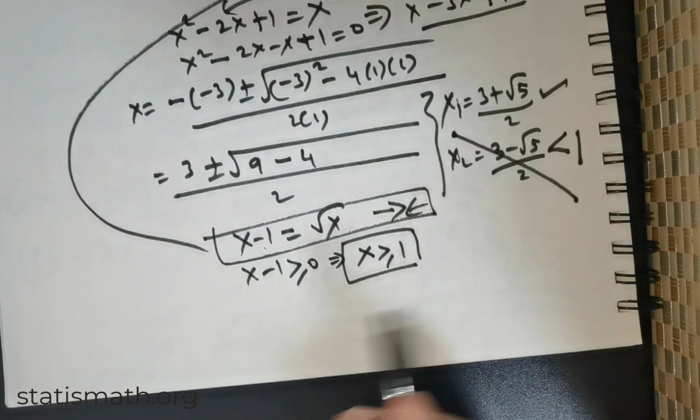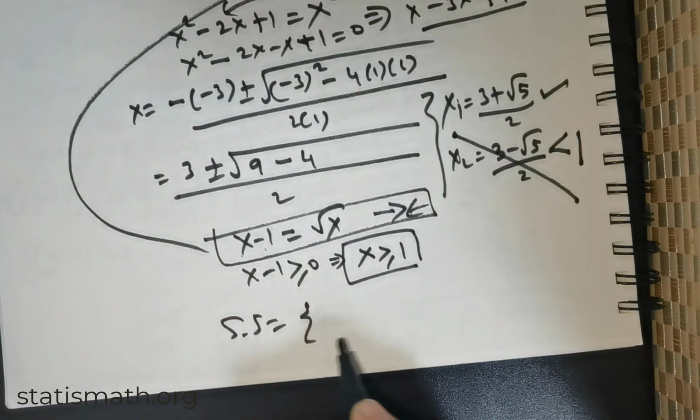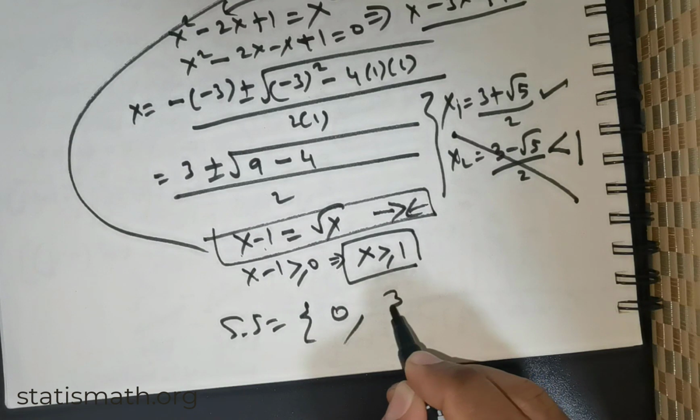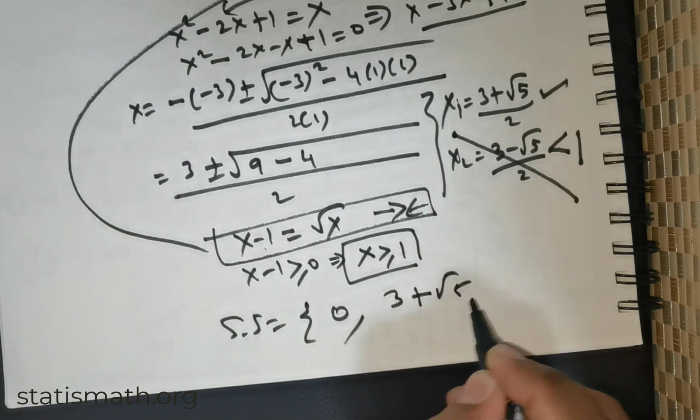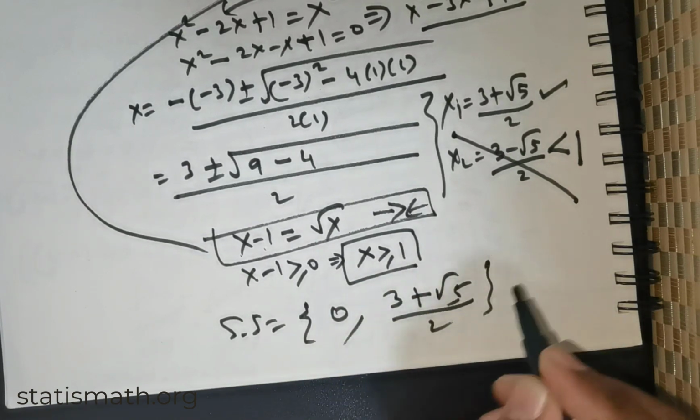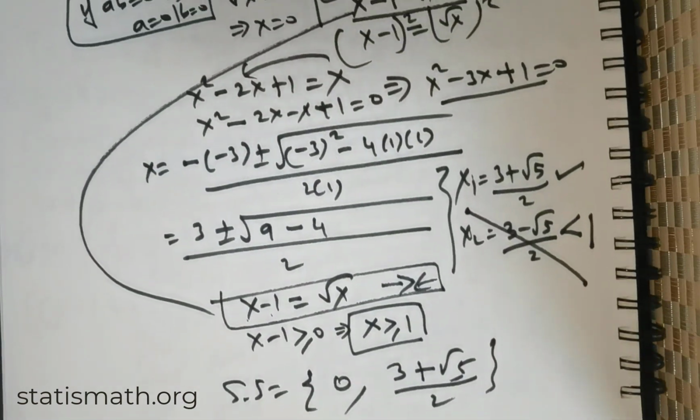So hence the solutions are: one is going to be 0, the next one is going to be 3 plus root of 5 divided by 2. So that is the end of this particular problem.